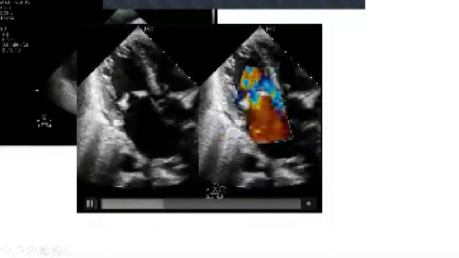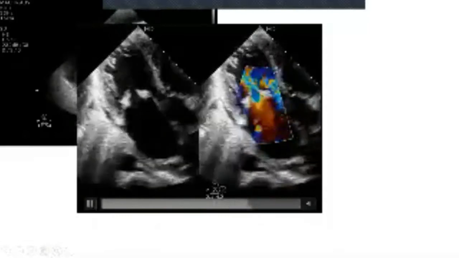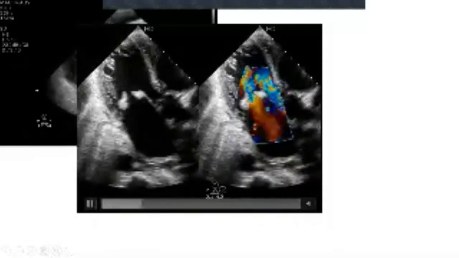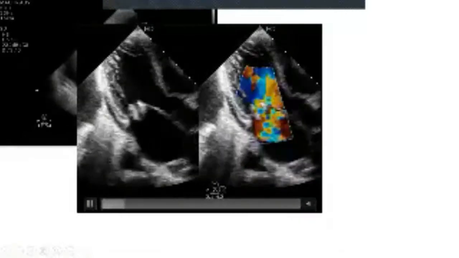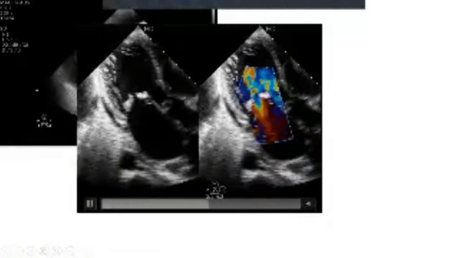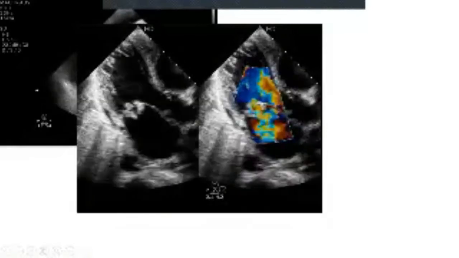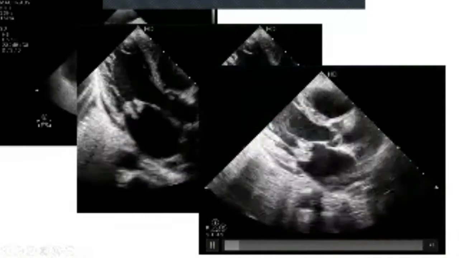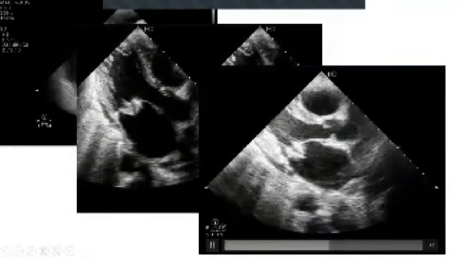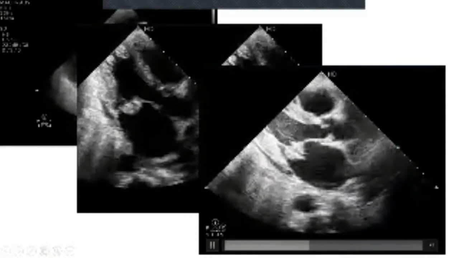Here we can find two firm masses, not highly mobile, attached to the tips of the leaflets of the mitral valve, and they are called kissing vegetations, causing severe regurgitation, as you can see. In another example, when we open the aortic valve, we can see this vegetation, and it is causing some affection of the cusp of the aortic valve.